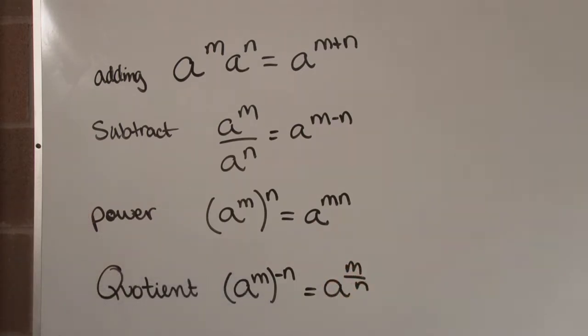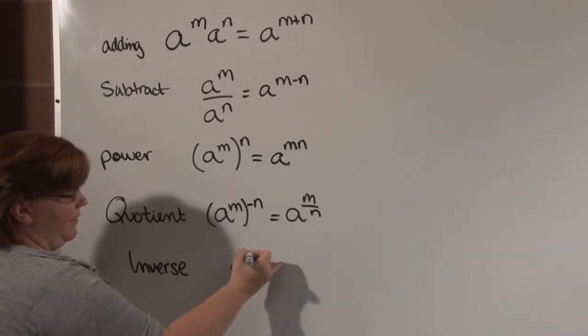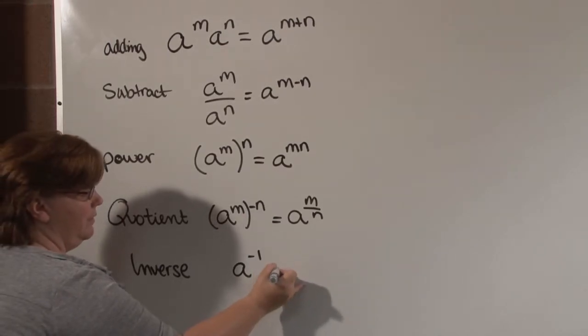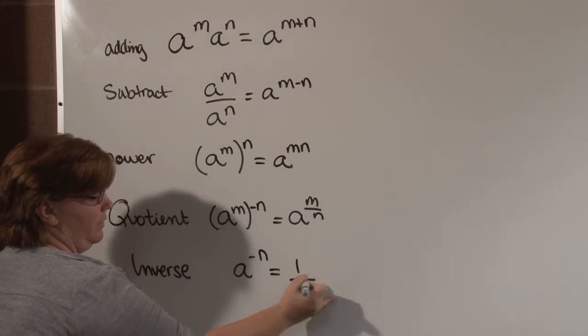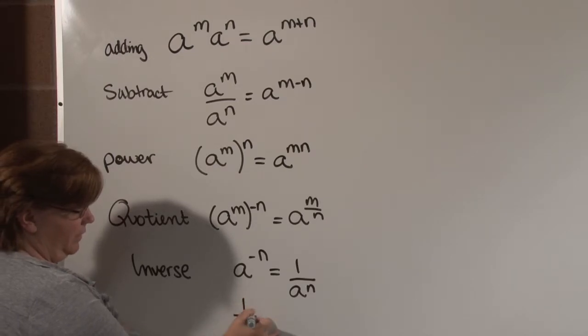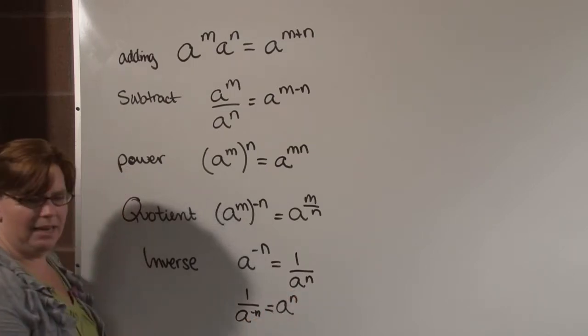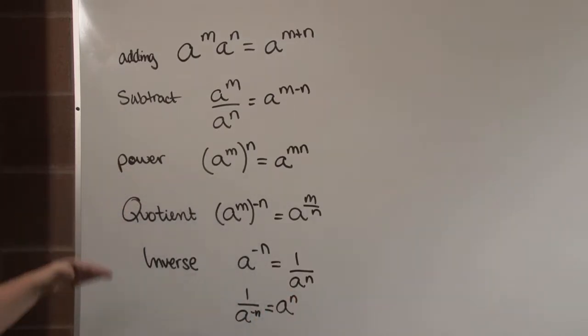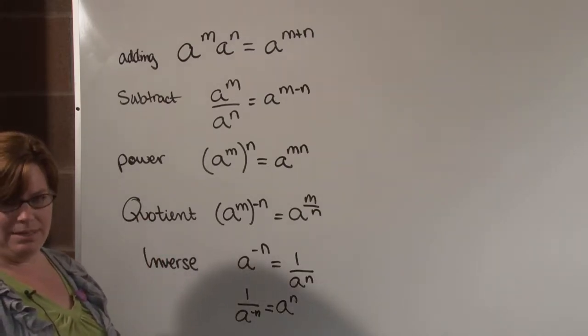Okay, so that's 10.1. We have a couple others that we need to remember that we have learned previously, and those are called inverse. And what that says is if I have a to the negative 1 exponent, or the negative n, we'll keep it generic, that becomes 1 over a to the n. And then vice versa. If I have 1 over a to the negative exponent, that is equivalent to just a to the n. So these are just rules that we just learned that we're going to use now with these new rules that come in this section.